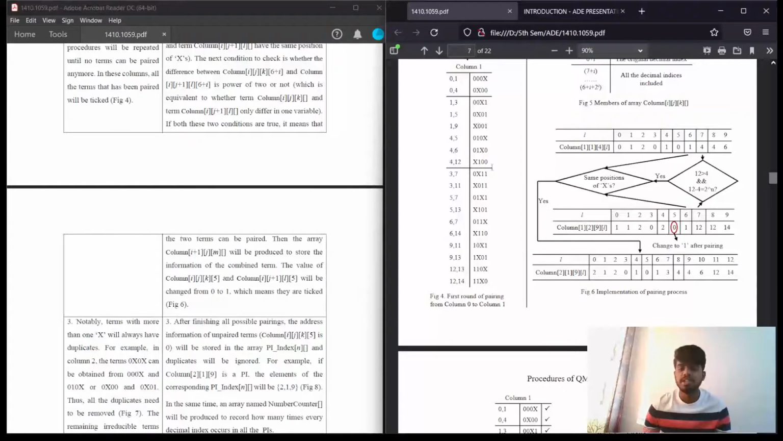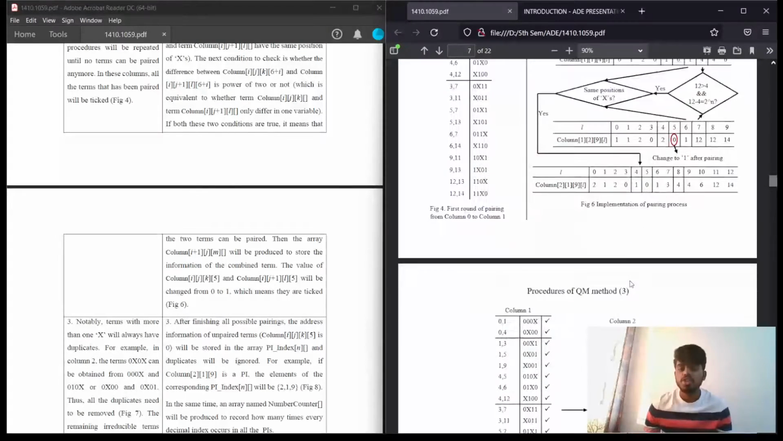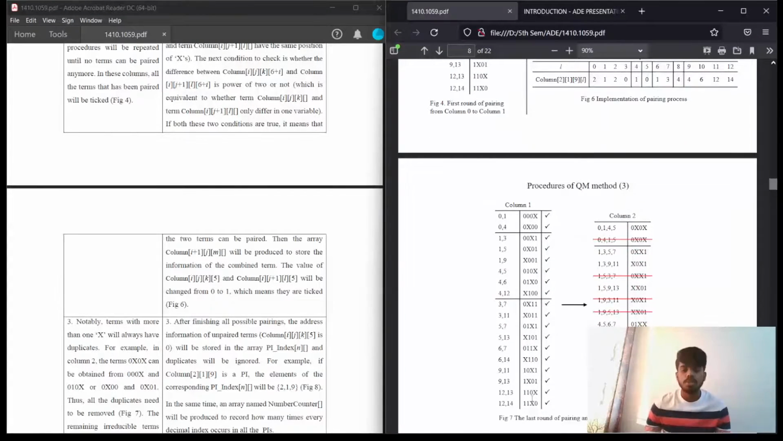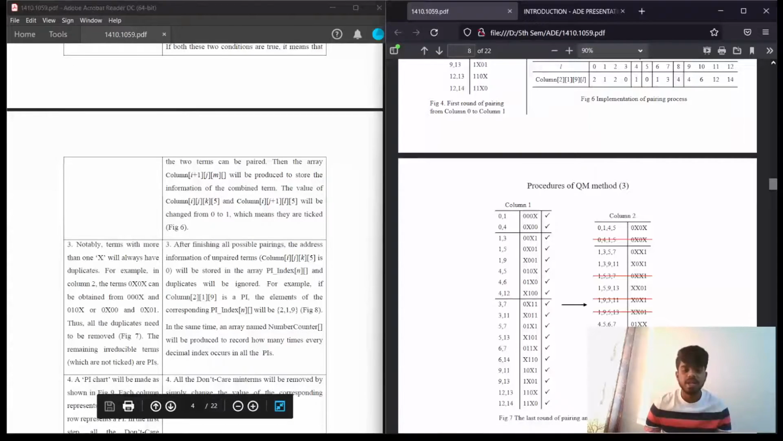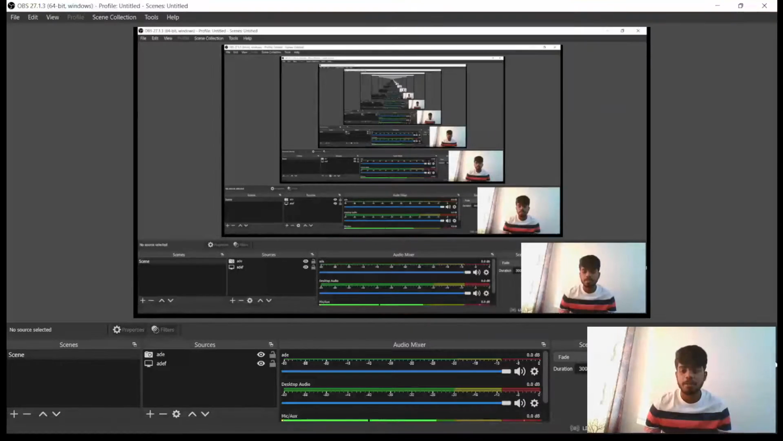So these are the original decimal indexes 4, 6, 12 and 14. We represent the original decimal indexes, and in the next separate columns we represent all the decimal indexes, which are 4, 6, 12 and 14. So this is how we come until column 2. And this is the second part of this data structure implementation.